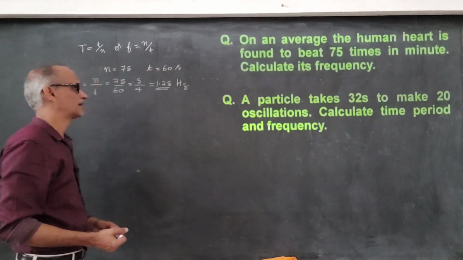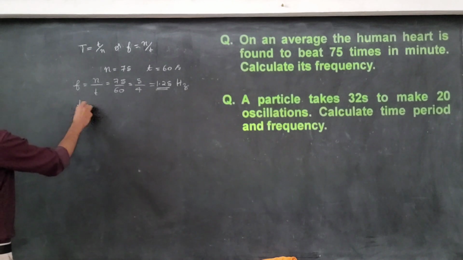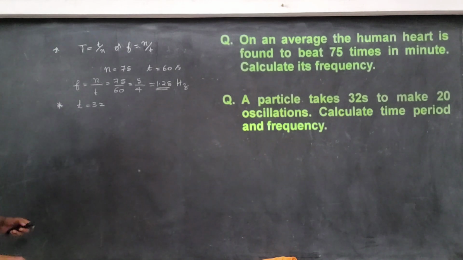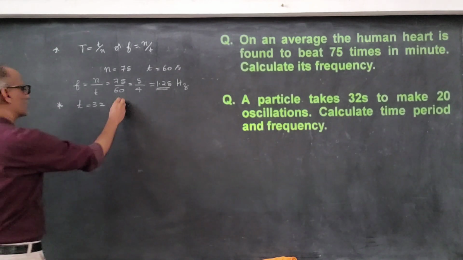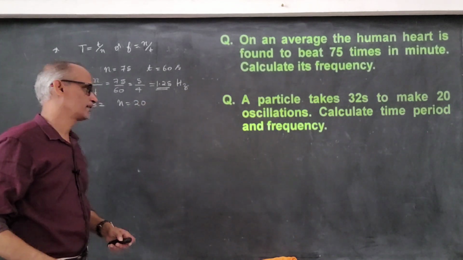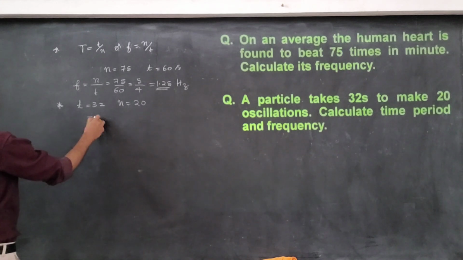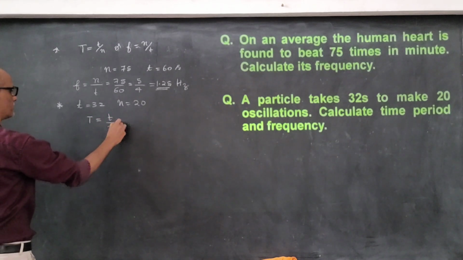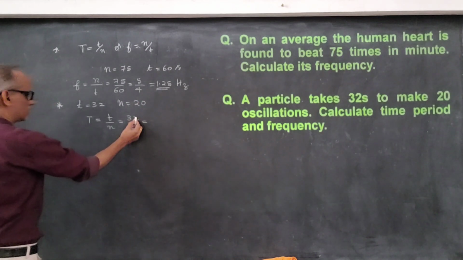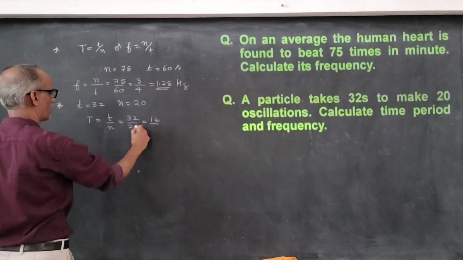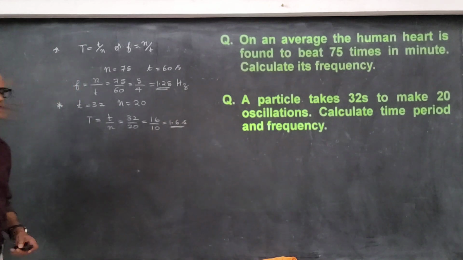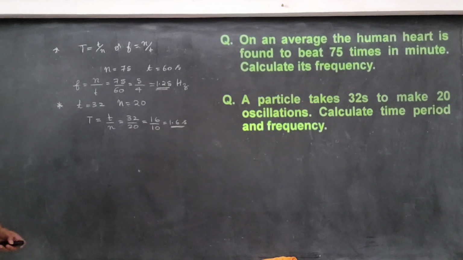We'll see one more question. A particle takes 32 seconds. So time is given, 32 seconds, to make 20 oscillations. So the number of oscillations is 20. Calculate the time period and the frequency. So we'll calculate the time period. T is equal to t by N, which is 32 by 20. See, 32 by 2 is 16 by 10, which is 1.6 seconds. So that's the time period.